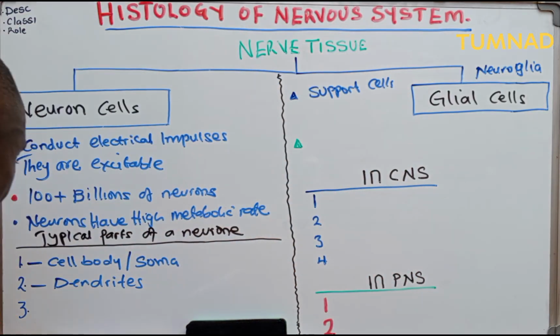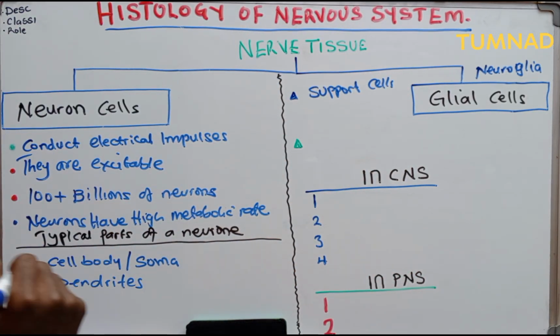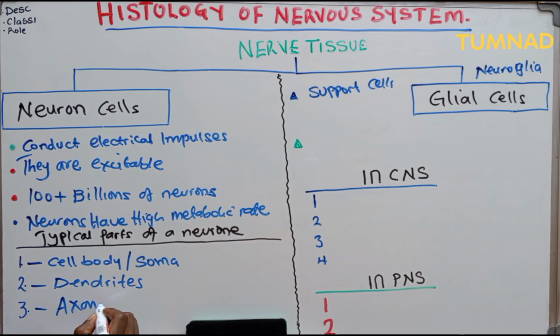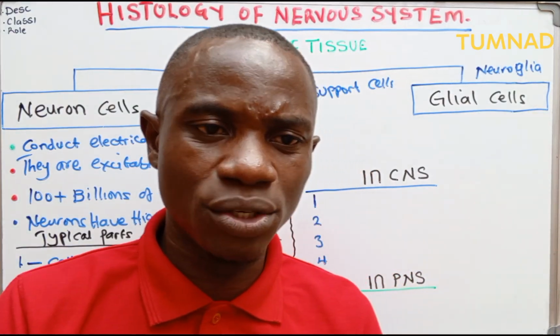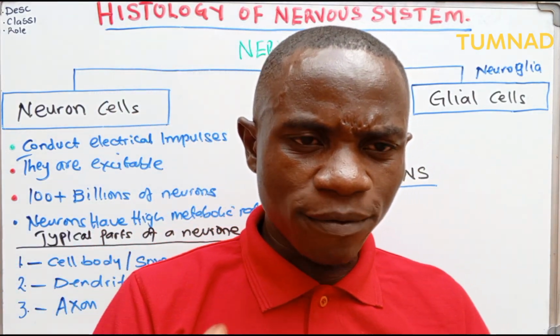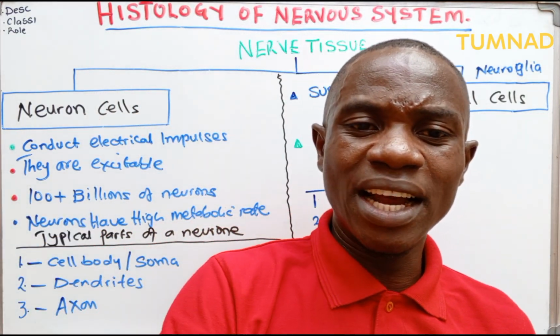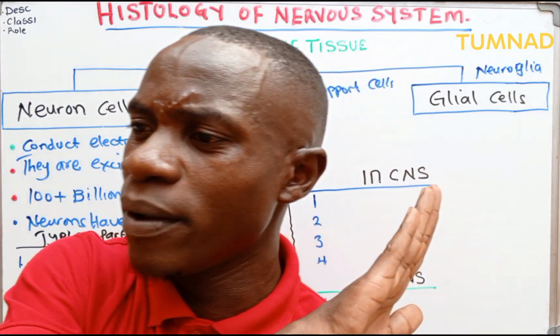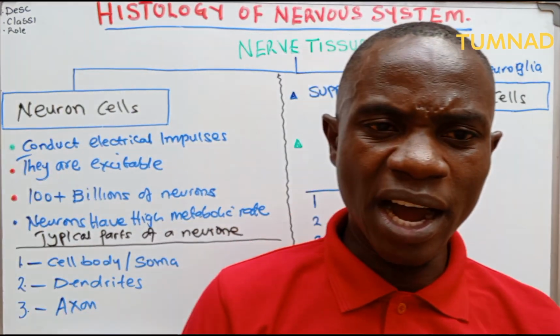And then the last part, which is very typical for a neuron, is what we call the axon. Of course, the axon is an extension from the cell body that conducts electrical impulses all the way up to the axon terminal.